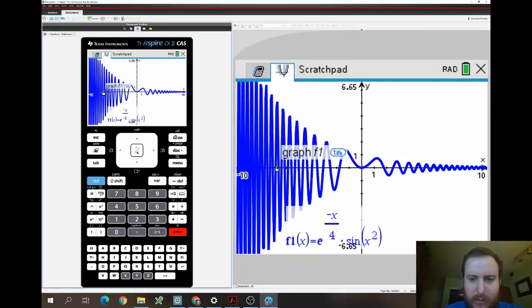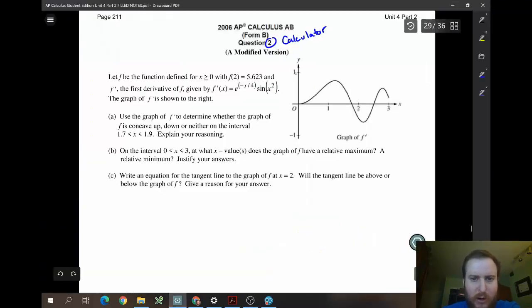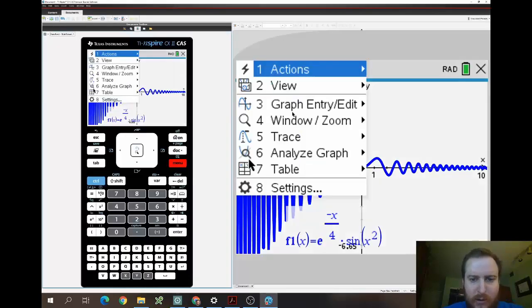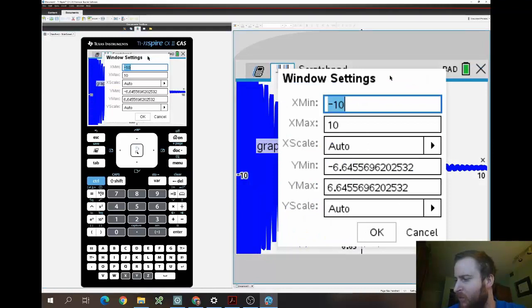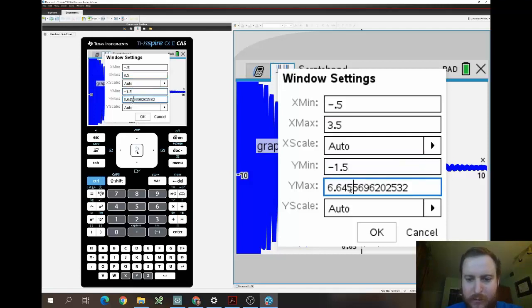And the graph looks pretty weird, but we can also adjust our zoom. If we look at this, we only are going on the y values between 1 and negative 1, and up to 3. I showed us how to do this in one of the videos. We're going to go to Window Zoom, Window Settings. Now, for my x minimum, even though we're starting at 0, I like to always go maybe 0.5 bigger than that. On the right side, we went to 3, so I'm going to go 0.5 bigger. And we went between negative 1 and positive 1. Again, I'm going to go 0.5 bigger, just so I can see it a little bit more.